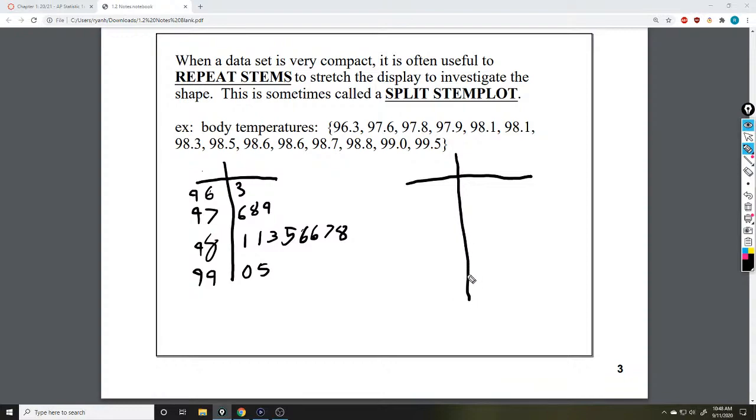Usually in any of these visualizations, 5 to 10 groups is a good number to aim for. So since this only has 4 groups, it's really hard to see, okay, within the 98, what's going on. There's a lot of them, but where are most of them at? So what we can do is instead we can have the first half of 96, the second half of 96, and then the first half of 97, and the second half of 97, the first half of 98, and the second half of 98, the first half of 99, the second half of 99.